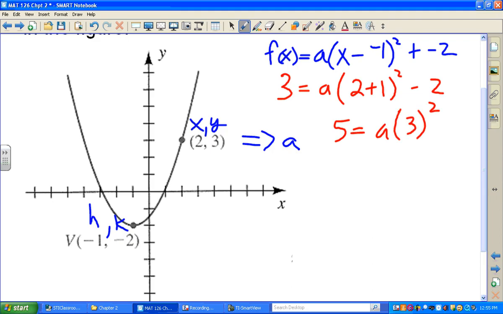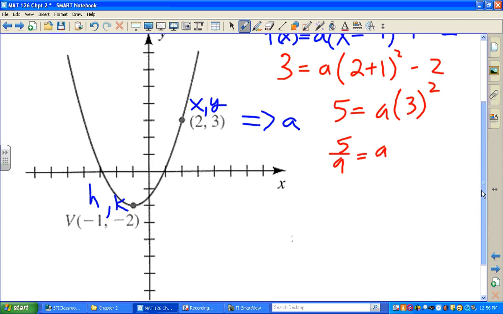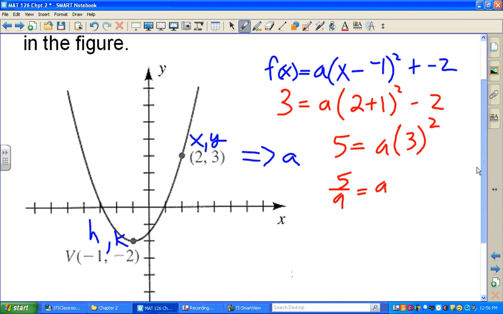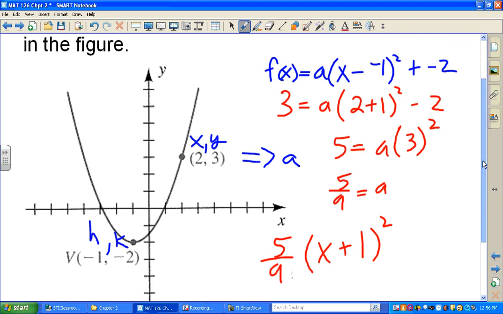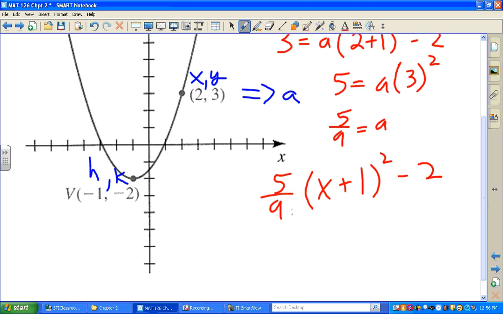That's 9, right? Divide it over, you get 5/9 equals A. That's an odd answer, don't you think? 5/9. Yeah, what are you going to do? It didn't ask to be 5/9. It just came out to be that. So 5/9 times (x plus 1) squared. What was k? Negative 2. Does that look right? Did anybody check it? You didn't check it? Well, if I put in negative 1, do I get negative 2? Yes. If I put in 2, do I get 3? 9, 5 minus 2, yeah, I get 3. That's about all you can do.